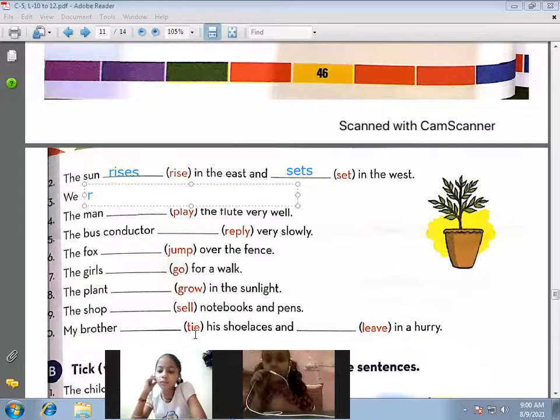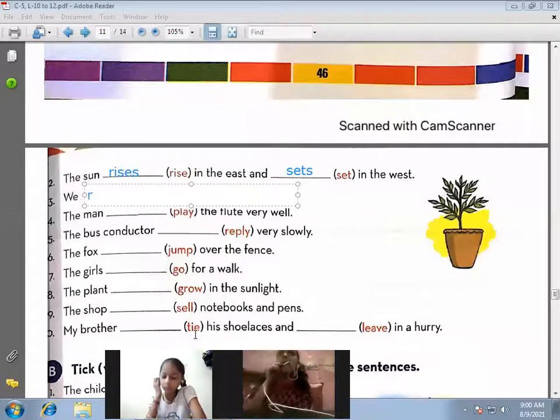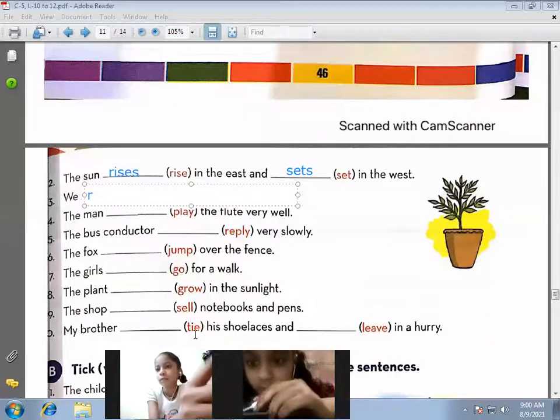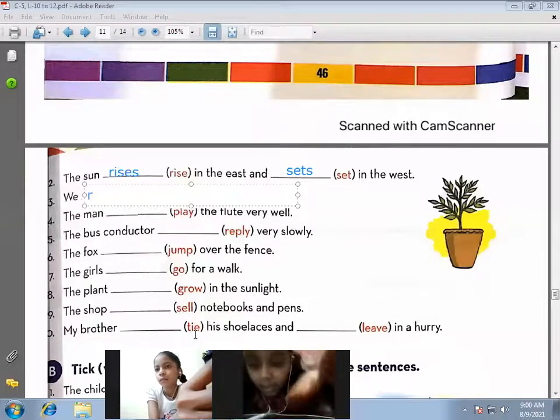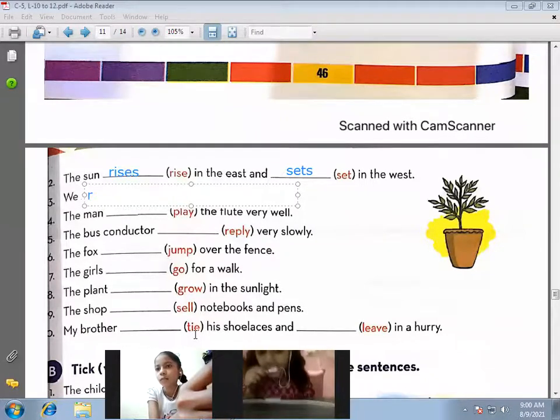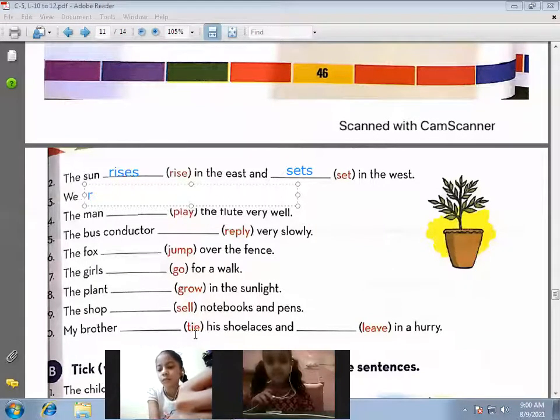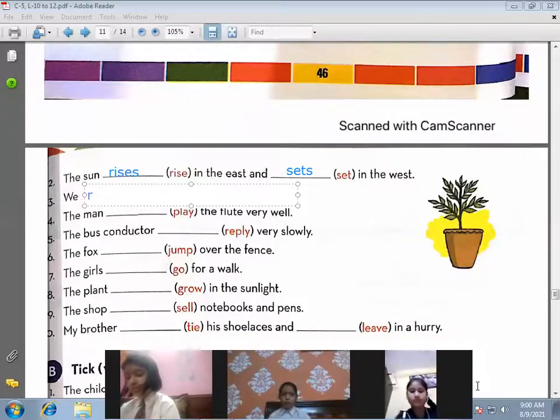Can you tell us what is the correct answer of this? Ma'am, in plural we add es. Who is going to tell me the answer of this one? Nitya.